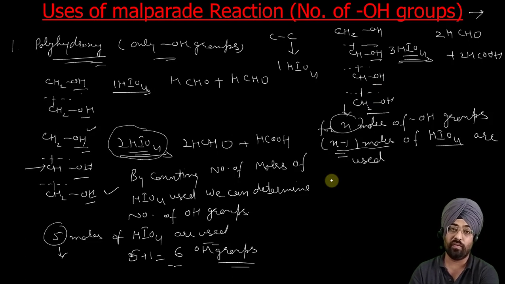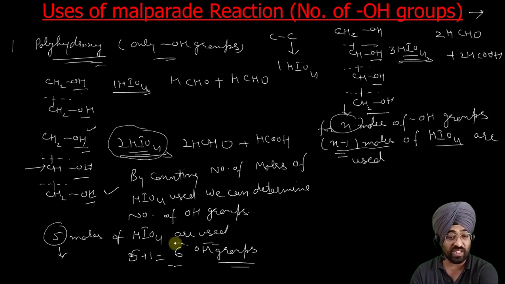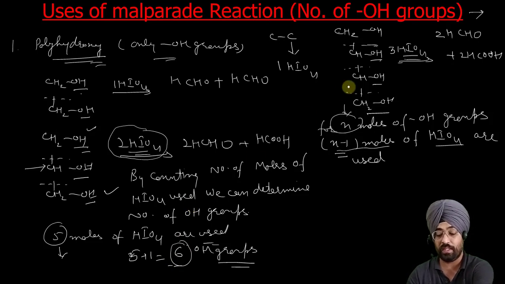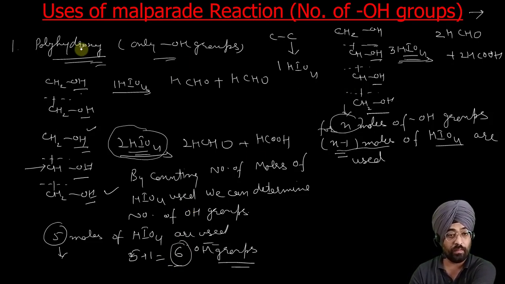If n moles of HIO4 are used, then we have n plus 1 OH groups in a compound, and the condition is these are adjacent and the compound is only polyhydroxy. That you have to keep in mind. This rule is only for adjacent hydroxy groups. So if 5 moles of HIO4 are used, then we will say it has 6 adjacent OH groups present in this compound. So that's how we can determine the number of OH groups for a polyhydroxy compound.